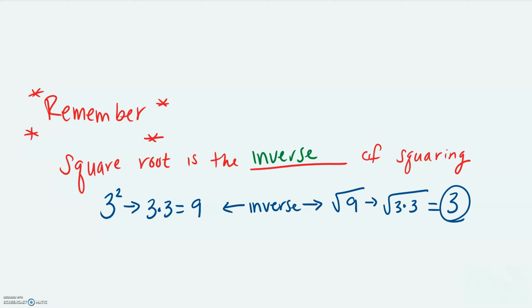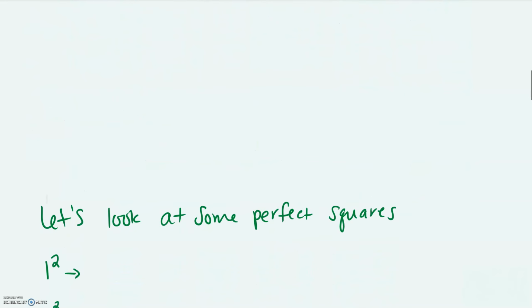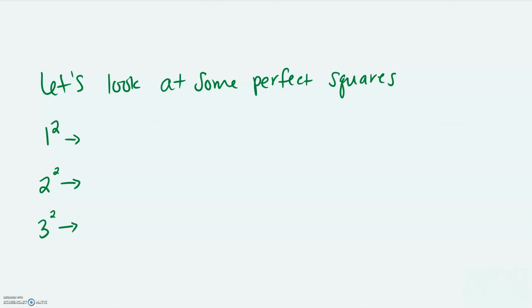We also have something called a perfect square, which means that when we take our square root, we're getting an integer. We're not getting a decimal or a fraction. So this 3 here is a perfect square. The square root of 9 is a perfect square. Let's look at some more perfect squares.